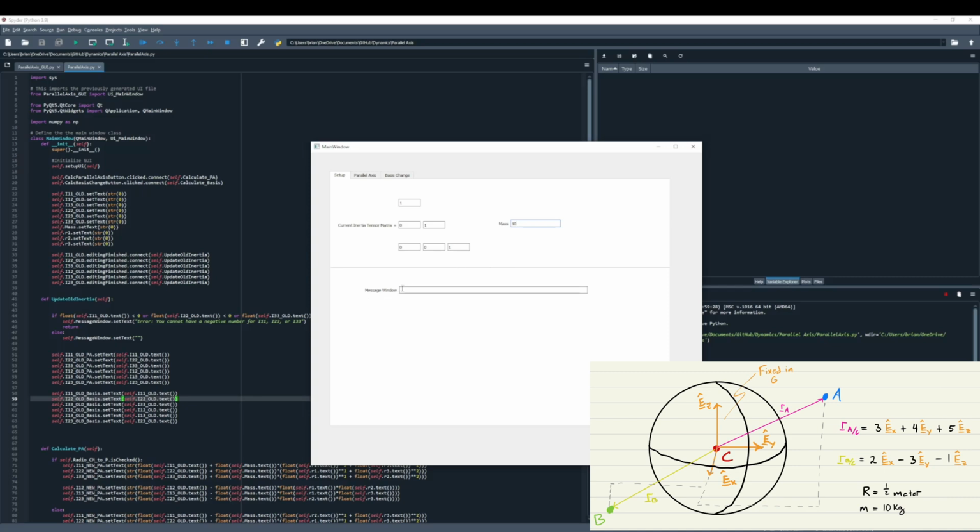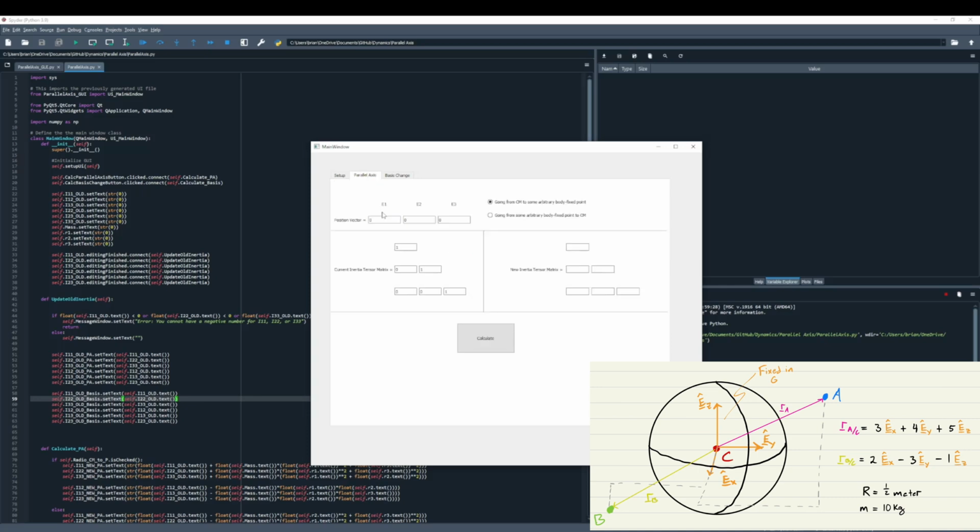And you'll notice we have a message window down here. The only functionality I have in here is if on the diagonal you put in, say, a negative number, say I put in -1, and you click away, it'll give you an error. It says error. You cannot have a negative number for I11, I22, and I33. That's physically not possible, right? So it just helps you avoid an error. So we'll put in 1 there. And that's all the setup you need: the current inertia tensor matrix and the mass.